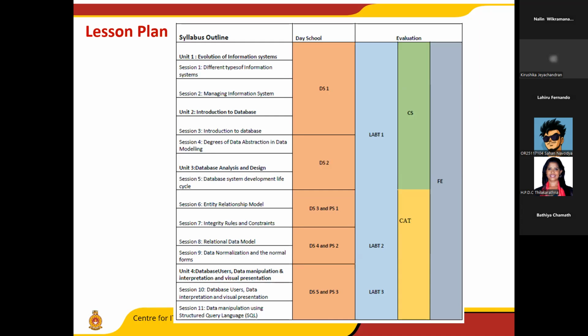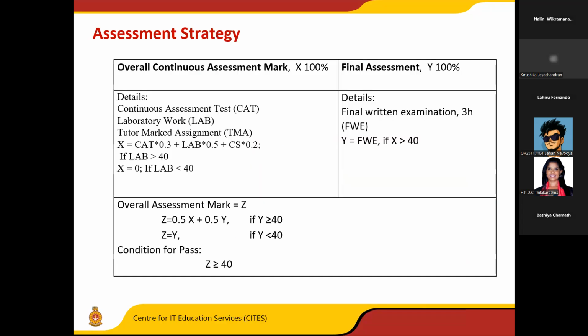And at the end of the semester, you will be having a final exam. To sit for the final exam, you have to get the eligibility for the course. So I will explain about the eligibility criteria as well. So here you can have these particular eligibility criteria.